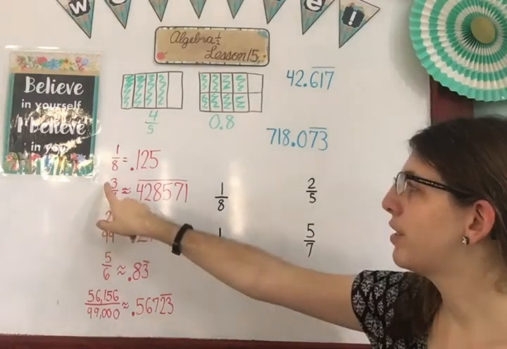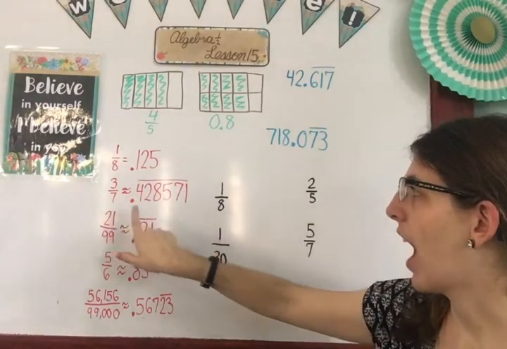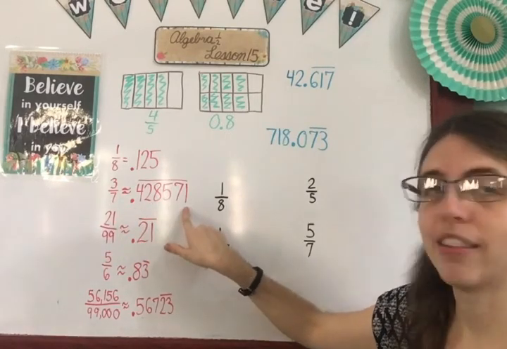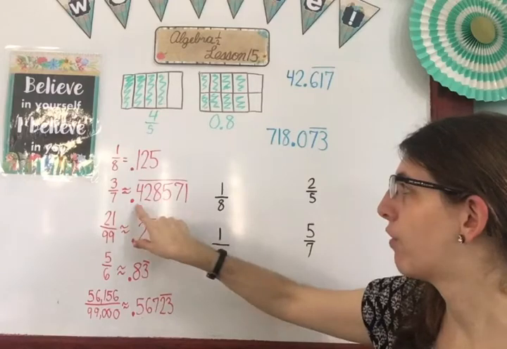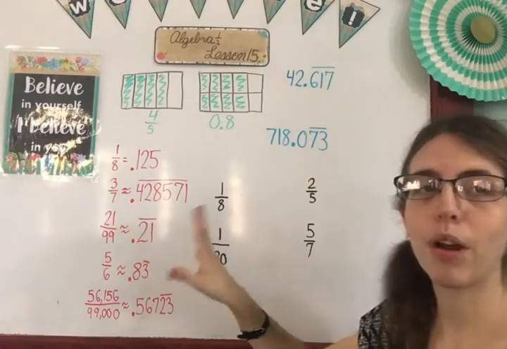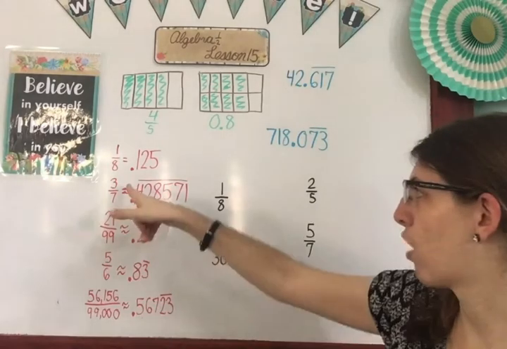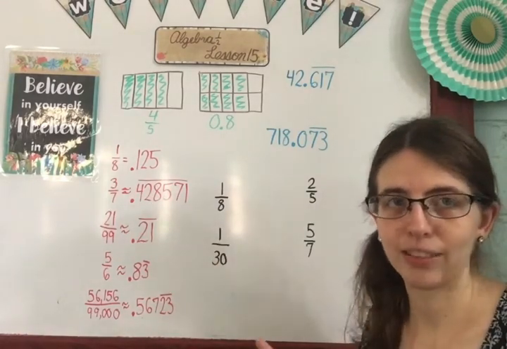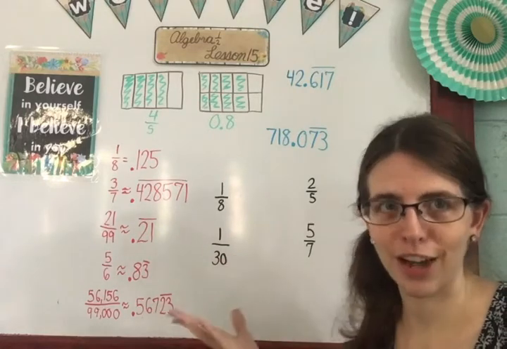So if I were to divide 3 by 7, I get 0.428571. Then my pattern would start over again: 42857, 42857. So I don't want to write out all of those. I'm just going to draw my bar over it, showing that those are the digits and they keep repeating. So I don't have to keep writing forever and ever.